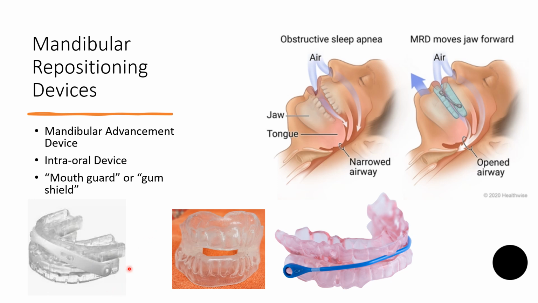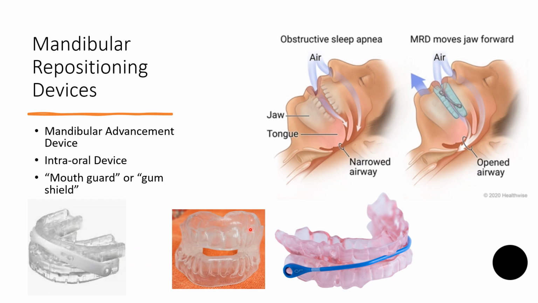So another treatment for sleep apnea, which can be helpful for people who've not tolerated CPAP or don't want to try CPAP. It's more helpful to those with snoring, mild or moderate sleep apnea, although there's no funding for people at all for pure snoring. Is this thing called a mandibular repositioning device, or you might see it as a mandibular advancement device, intraoral device, mouth guard, gum shield. It comes with different names, but it's all the same thing.